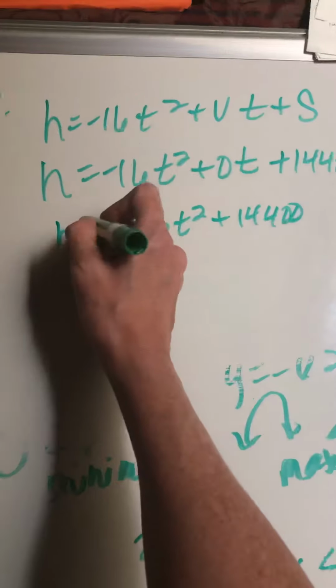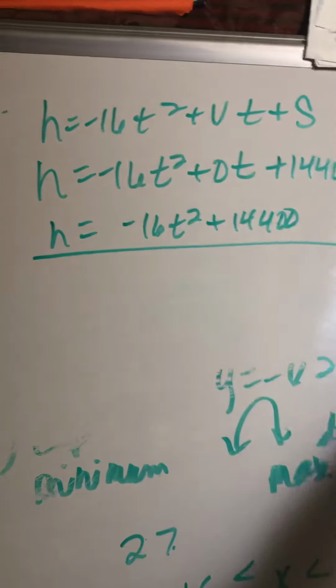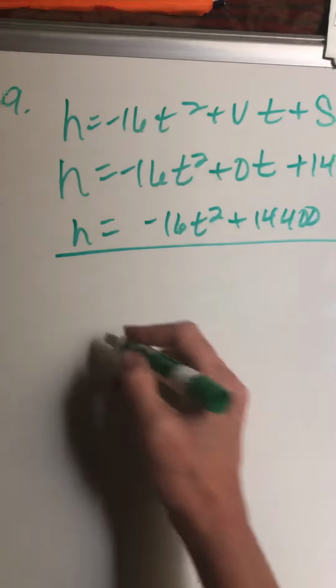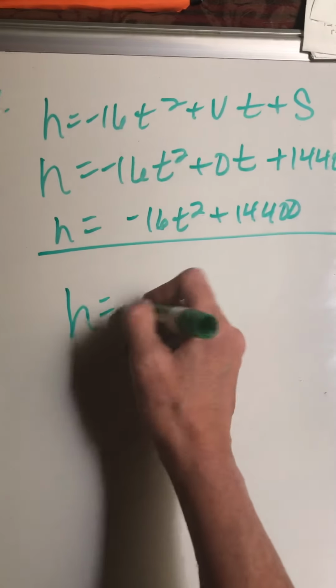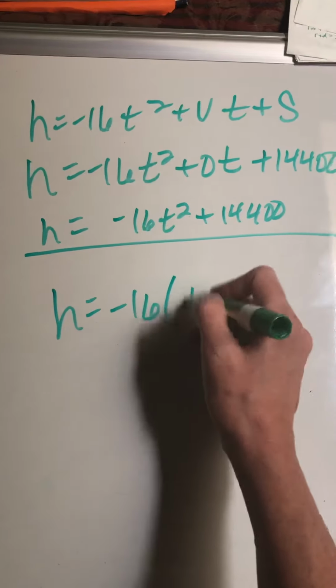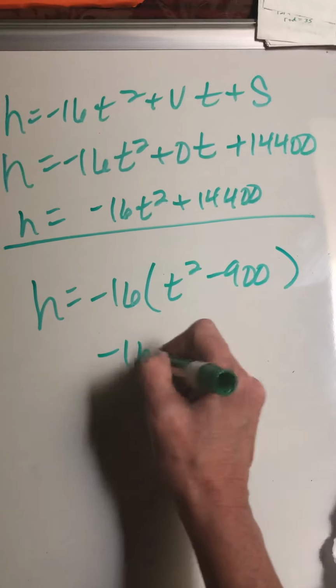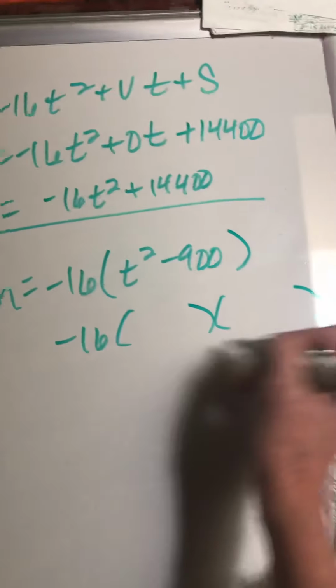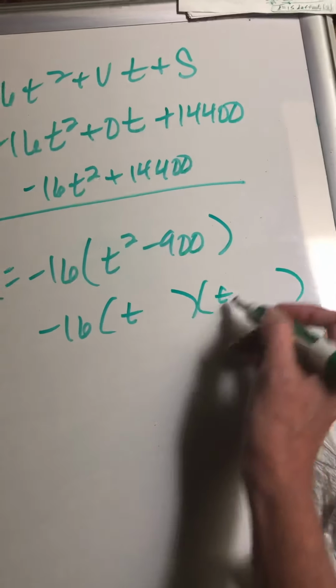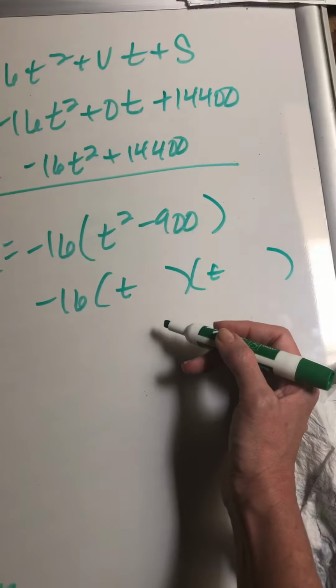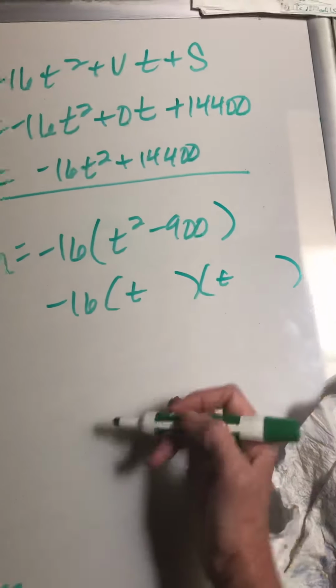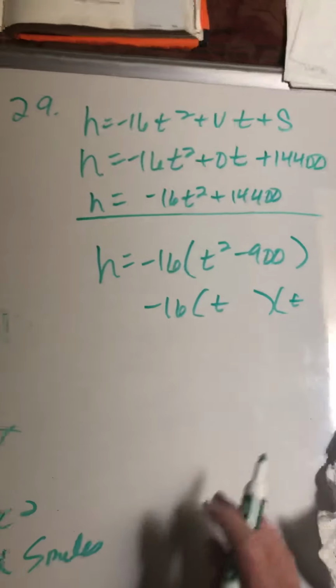And so this is the equation that's the first thing you're supposed to do, is write the height representing it, okay? Then you're supposed to factor it. So we can take a negative 16 out. That leaves t squared minus 900. And then you should be able to factor that as the difference of two squares. You need a t and a t. And you need to know the square root of 900, and you need to put a plus minus. So that'll finish that one out there for you.